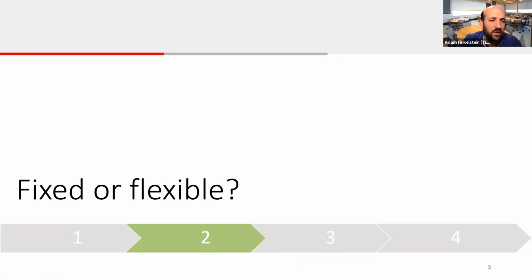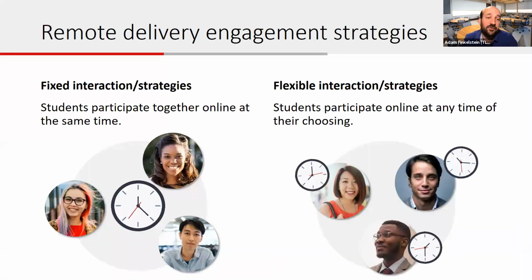And I think we talked a little bit about this in our previous webinars around fixed and flexible activities, and in this case, fixed and flexible strategies that you want to think about using with your students to engage them. So if we continue on to this slide that we talked about before, we really have two different types of engagement strategies. One is fixed interaction strategies, where all the students are with each other and with you at the same time, generally, and that students are participating online together.